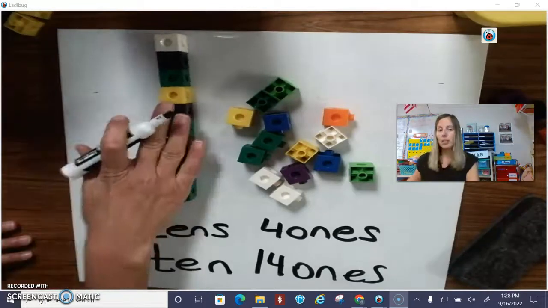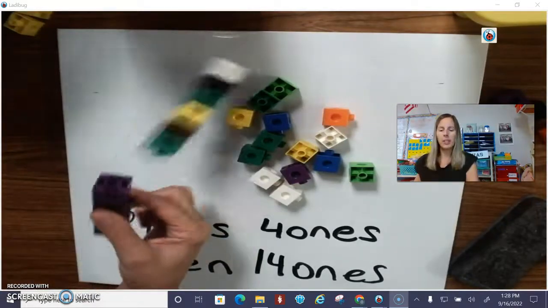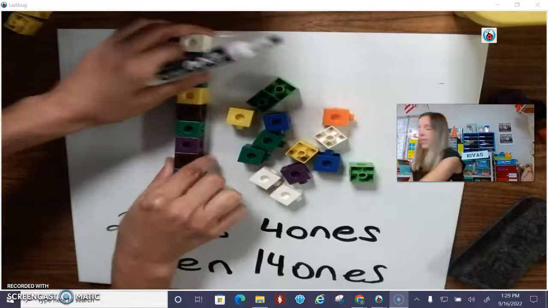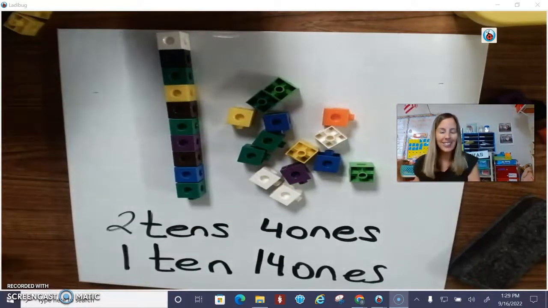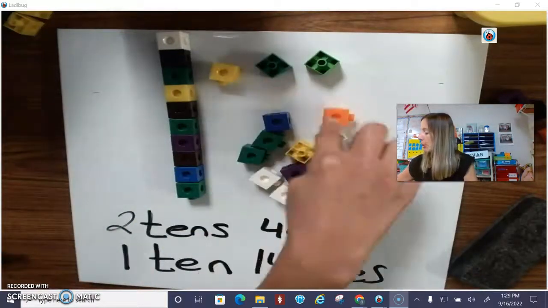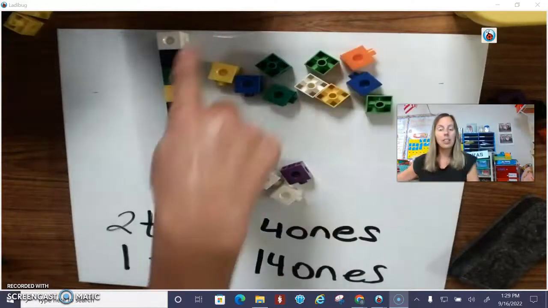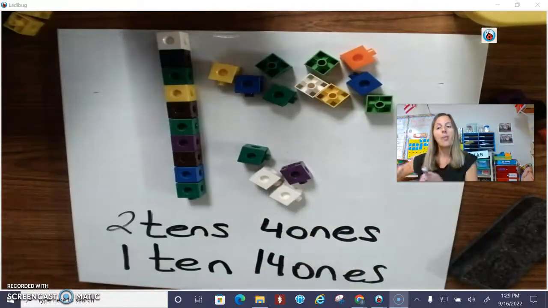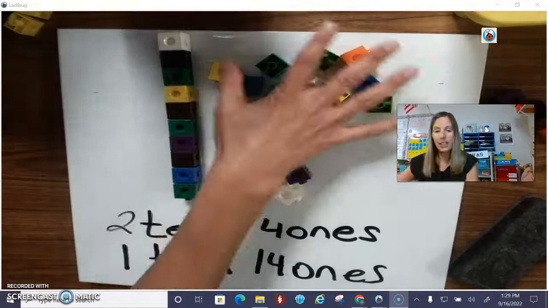At the beginning they go, no, because I only see 1 ten. I say, okay, but there is another 10 hiding. Where's the other 10? And they go 1, 2, 3, 4, 5, 6, 7, 8, 9, 10. There is another 10 over there, but it's broken apart. It's not in one stick. But there is still a 10 over here.